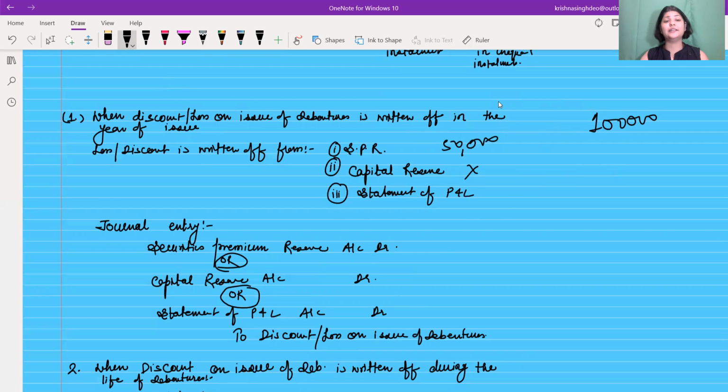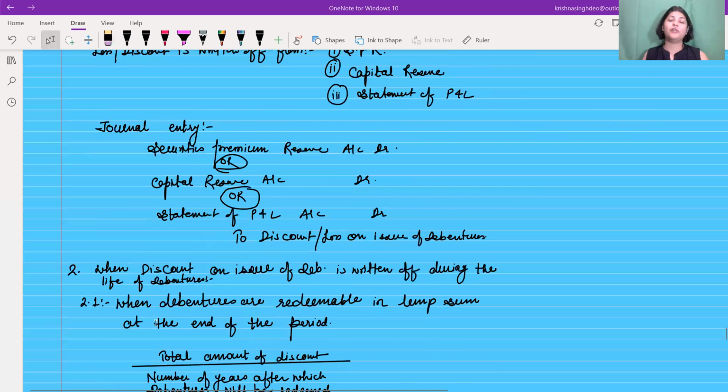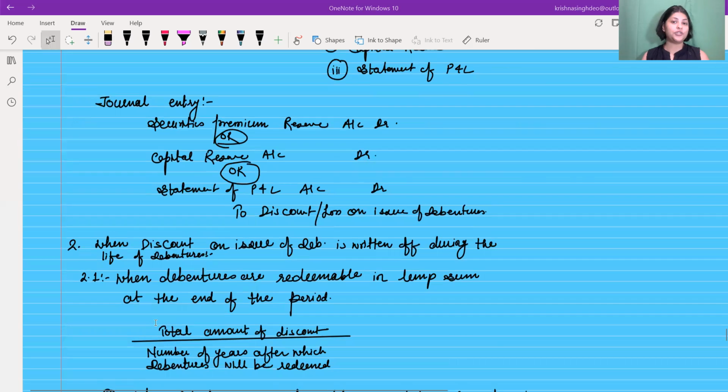Now, what should be the journal entry for writing off the discount on issue of debenture? Let us see that as well, because you will have to pass journal entries regarding this. So the journal entries are going to be something like this. First journal entry, if you are writing off your loss on issue of debenture from security premium reserve, the account is going to be debited, and the discount on loss on issue of debenture will be credited. If you are writing it off from capital reserve, the account will be debited. If you are writing it off from the statement of profit and loss, it is going to be debited.